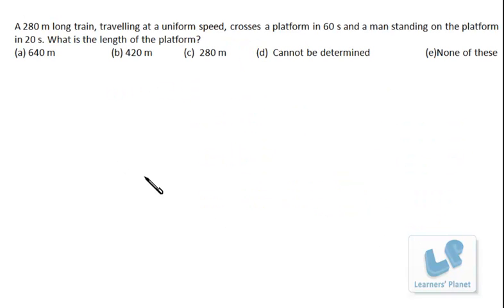Now let's try this question. A 280-meter long train traveling at a uniform speed crosses a platform in 60 seconds and a man standing on the platform in 20 seconds. We have to find out the length of the platform. What is the relationship among time, speed and distance? Speed is equal to distance over time. But when we discuss the cases of train, this distance is actually the length of the train as well as the length of the platform.